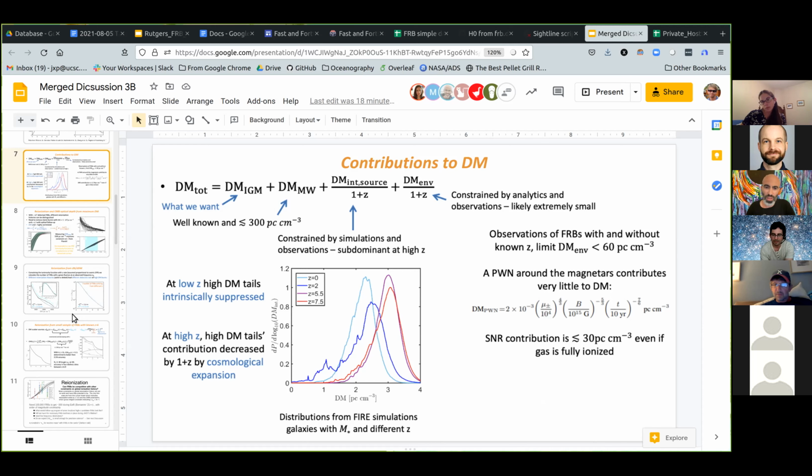The final part here is to do with the environment itself. And again, this is limited both by observations, and we have some understanding of the physics here, and we expect the contribution once the FRB is slightly older, at least older than about 10 years or so. The contribution, for example, from a pulsar wind nebula is going to be extremely small. Supernova remnant can contribute a bit more, but even then, it's not really competing with those larger numbers that we mentioned. So let's maybe pause here and see if there's some questions or comments by people. I see a question in the chat.